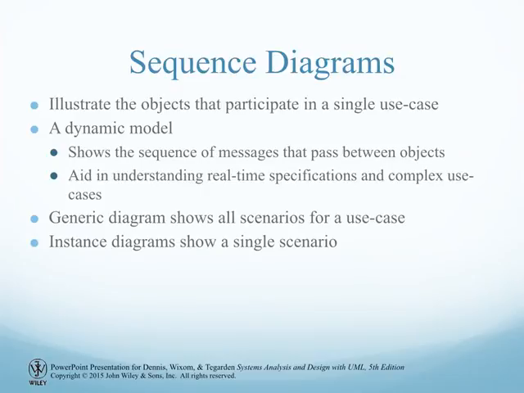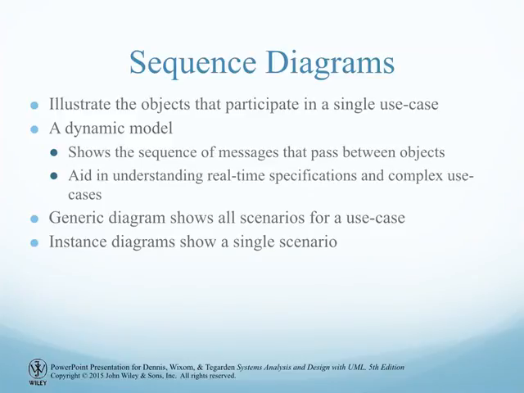So first, let's start with sequence diagrams. Now, sequence diagrams illustrate the objects that participate in a single use case, and that's important. What it means is, in one particular instance of something that occurs, and I'll show you an example of this once I've explained the sequence diagram. In that particular instance, what is the order in which things are being sent back and forth?